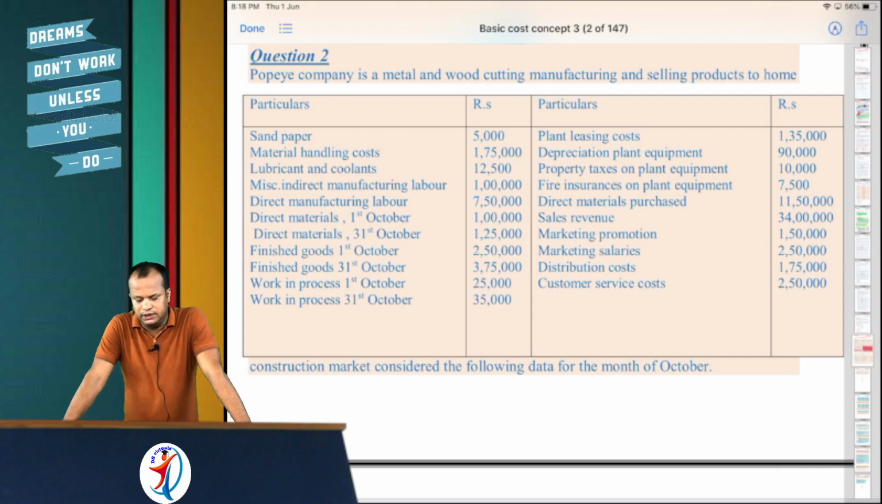Plant leasing cost 1,35,000, depreciation plant and equipment 90,000, property tax on plant equipment 10,000, fire insurance on plant equipment 7,500, direct material purchase 11,50,000, sales revenue 34 lakhs, marketing promotion 1,50,000, marketing salary 2,50,000, distribution cost 1,75,000, customer service cost 2,50,000.